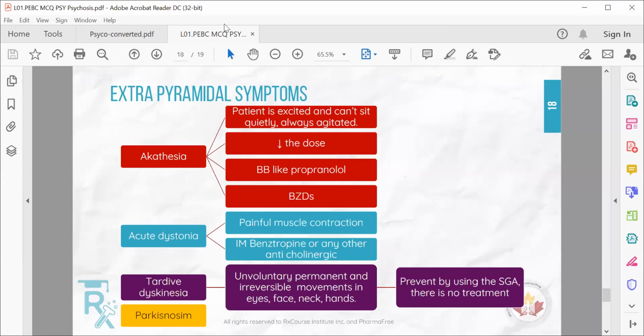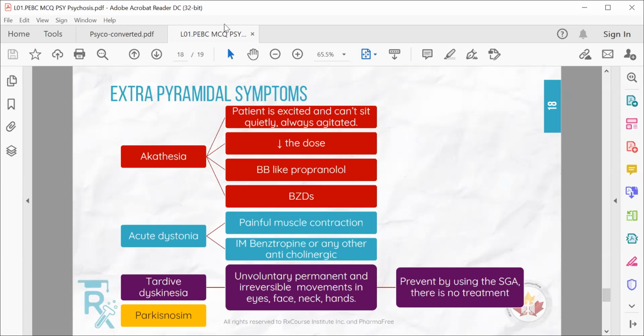The high potency first generation. No, we are talking about this. Yes, Paliperidone and Risperidone, because they work on the nigrostriatal pathway, causing this side effect.